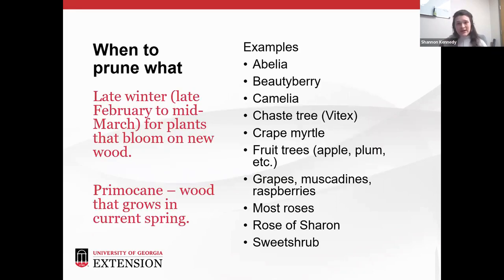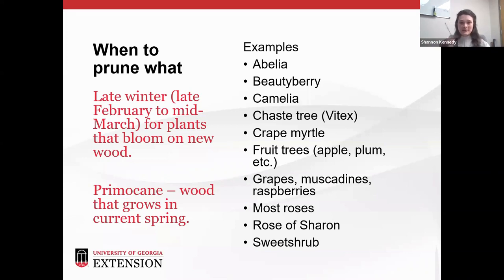The first type of plant is the type that flowers on new growth. This new growth is often called primocanes, or new wood. This is something that emerges from a bud off the stem in spring, and then it grows a certain amount and then puts out a flower.